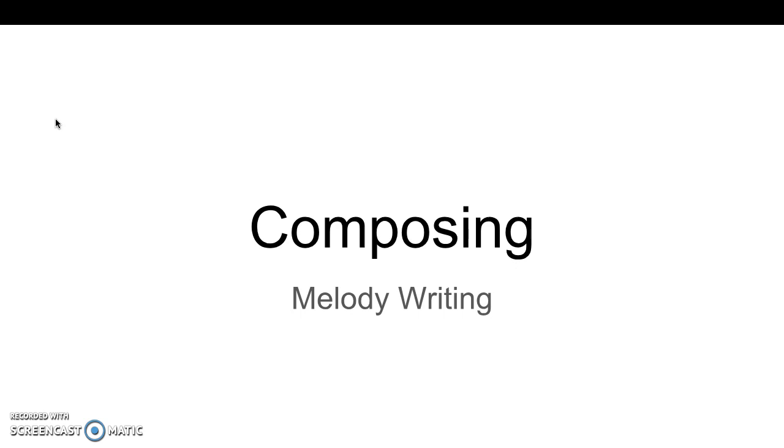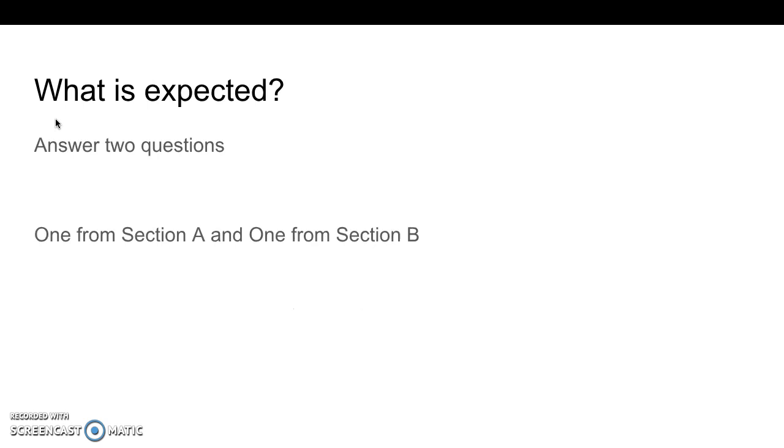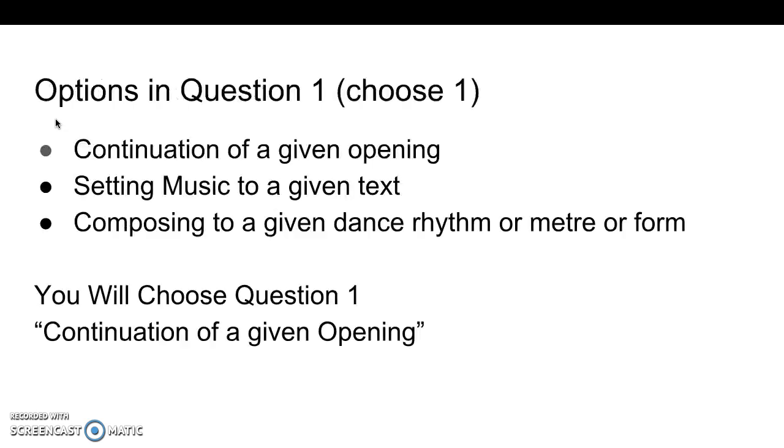As part of the composing paper for Leaving Certificate Music, you will be asked to answer two questions, one from section A, which is melody writing, and one from section B, which is harmony. In section A, you will choose one of the following three options: continuation of a given opening, setting music to a given text, or composing to a given dance rhythm or meter or form.